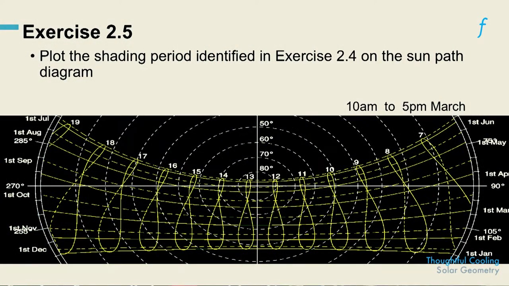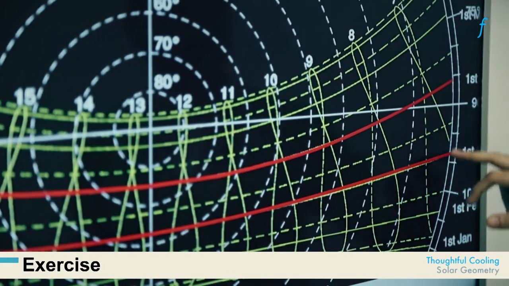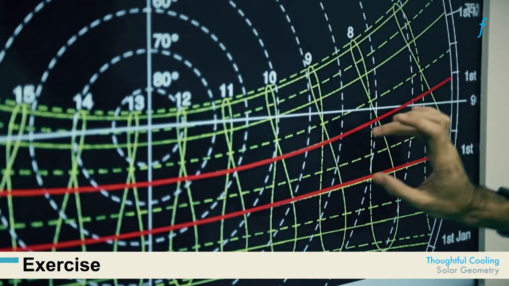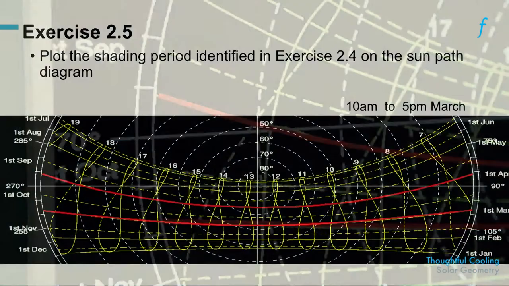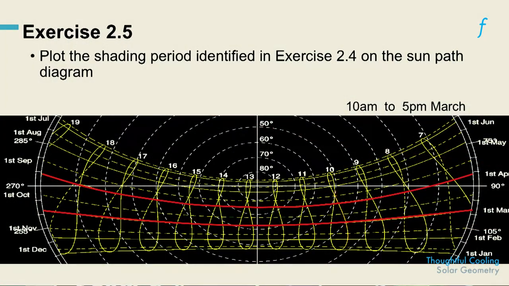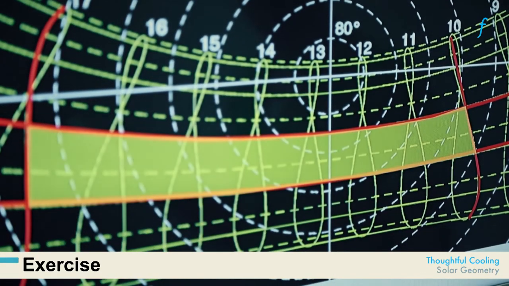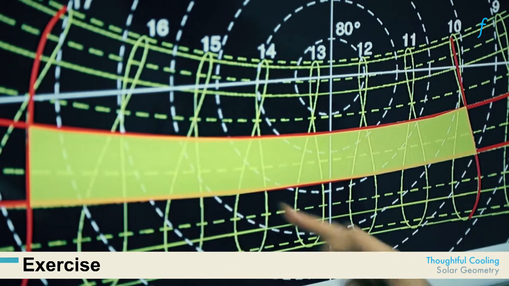So what one does is we find the date, the line for the 1st of March, right? And this is the 1st, sorry, this is the 1st of March, this is the 1st of April. So this is the month of March on the sun path diagram. Then we are going to look at 10 a.m., that's this line, and then 5 p.m., which is this line. And what we want to do is provide shading during this period.